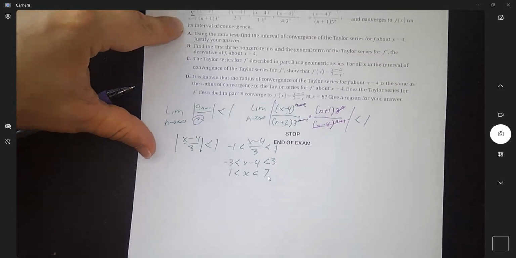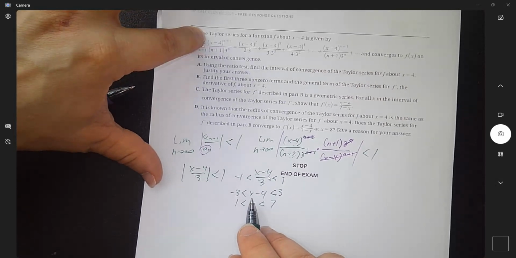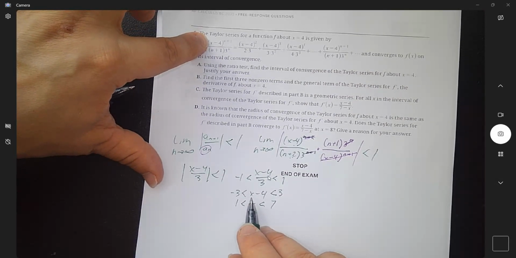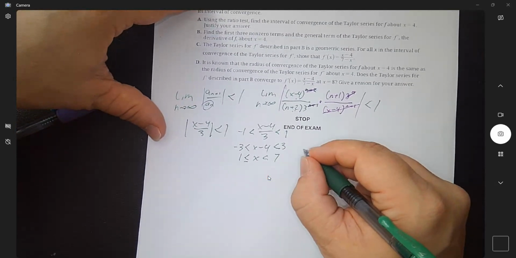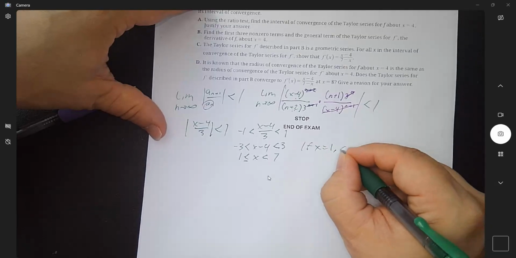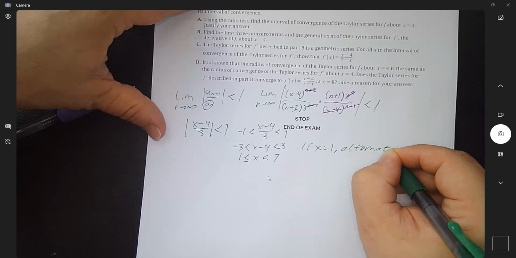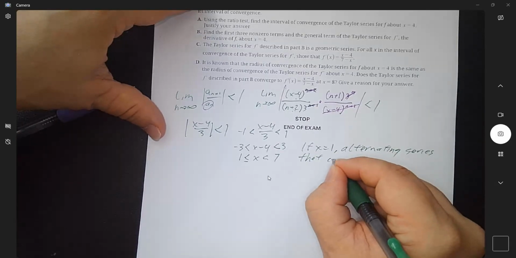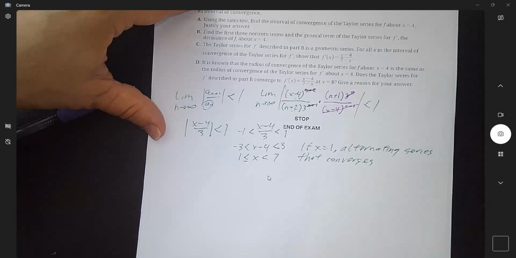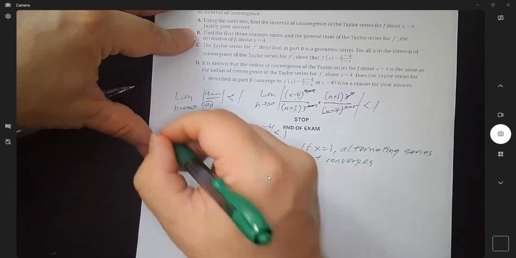Okay, and then for which of these is this going to be alternating? This will alternate if this is negative, so that's going to be negative 1. So then this is going to be a less than or equal sign. If x equals 1, it's an alternating series that converges. Okay, so there. That was all A.